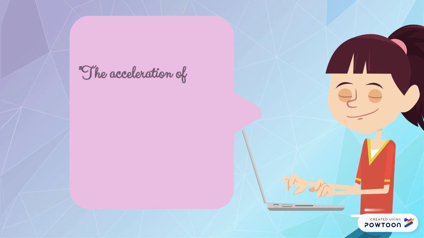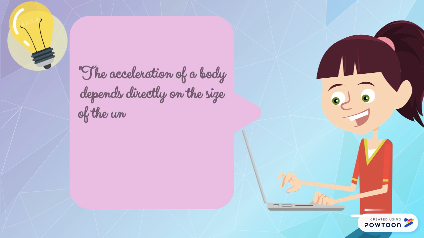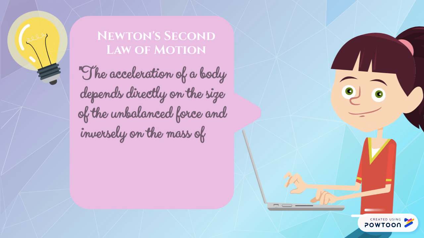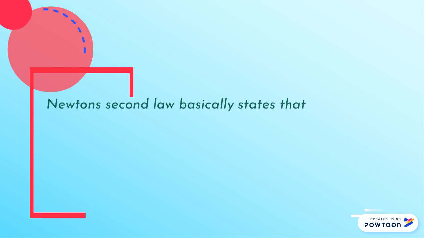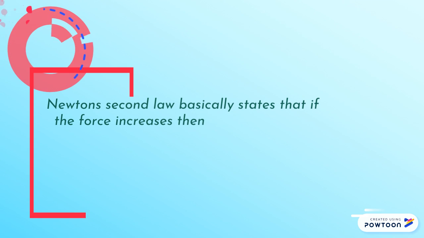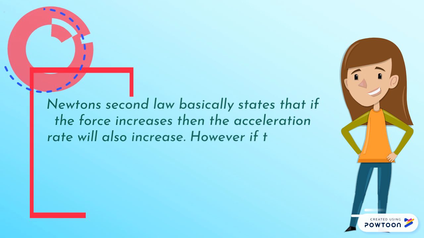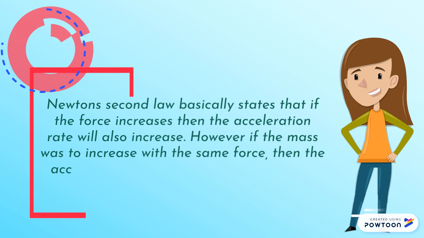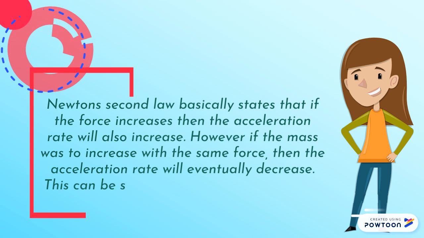The acceleration of a body depends directly on the size of the unbalanced force, and inversely on the mass of the body. This is known as Newton's second law of motion. Newton's second law basically states that if the force increases, then the acceleration rate will also increase. However, if the mass was to increase with the same force being applied, then the acceleration rate will eventually decrease. This can be summarized using the equation F equals ma.